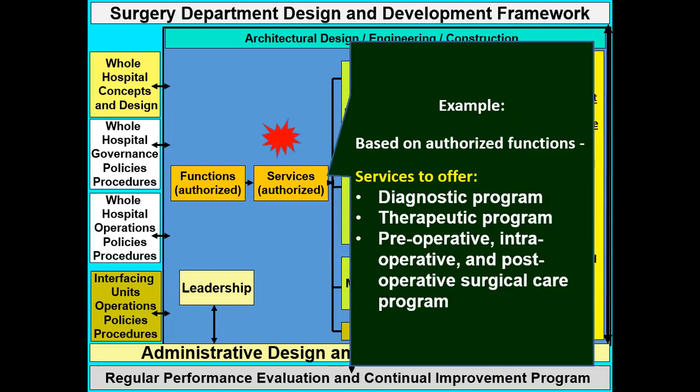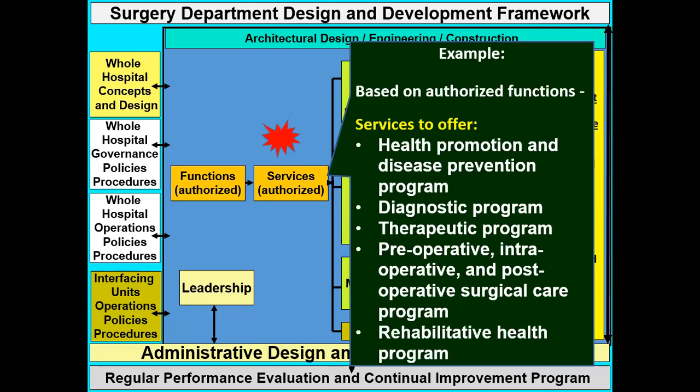Examples of a list of services based on the authorized functions that I mentioned earlier will be the diagnostic program, therapeutic program, and preoperative, intraoperative, and postoperative surgical care program. So these are the basic services to be offered by a department of surgery. Another example, based on the other set of list of functions: health promotion and disease prevention program, diagnostic program, therapeutic program, preoperative, intraoperative, and postoperative surgical care program, and then rehabilitative health program.